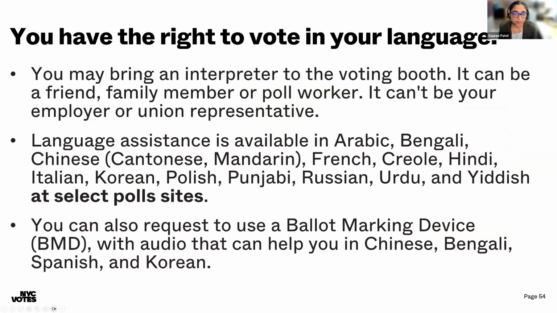Great. So having a right to vote in your language, again, means bringing an interpreter or a friend to the poll booth. That can be a family member, a friend, or a poll worker. It just cannot be an employer or a union representative. And language assistance is available in multiple languages at select poll sites, depending on where you are in the city. And again, we can provide you links to double check where that will be available for you based on your address. Also, asking for a ballot marking device can provide audio to fill out the ballot in Chinese, Bengali, Spanish, or Korean.